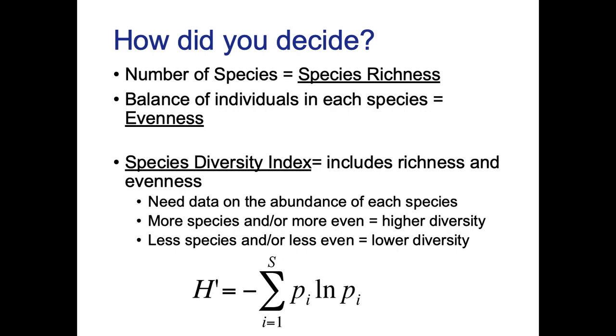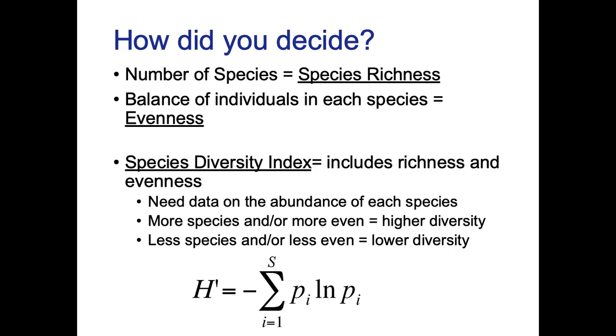So some people have created different species diversity indices to include richness and evenness in a single metric, so that you don't have to have two different numbers and compare, like say, this area has high species richness but low evenness, and this other area has high evenness but low richness. How do we compare those? So they've come up with a single measure that we can look at diversity overall and incorporate both species richness and evenness.